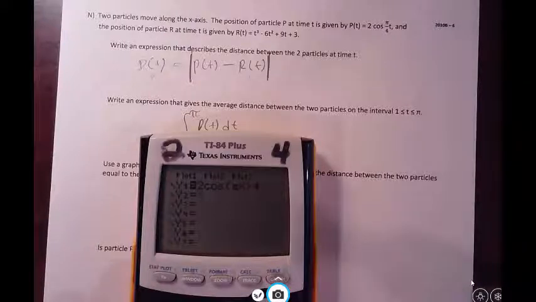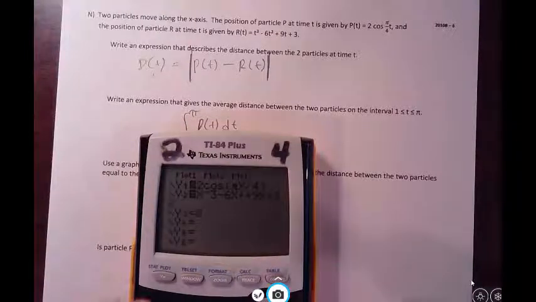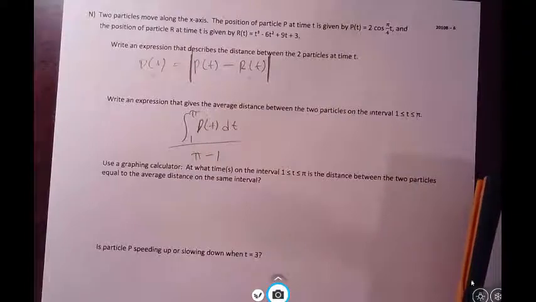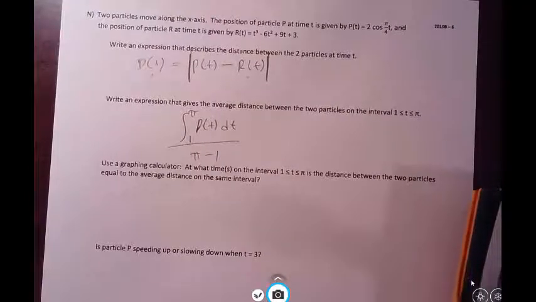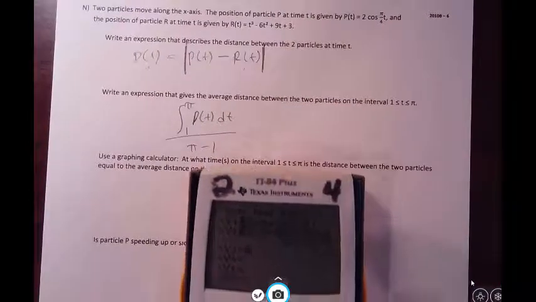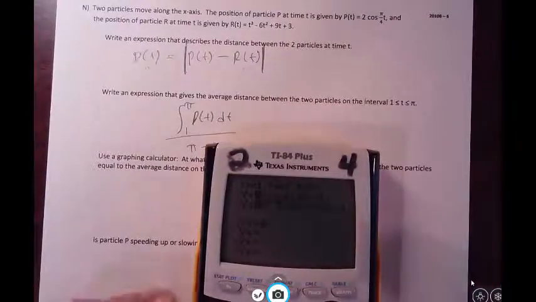For R of t then, I'm going to call that x to the third minus 6x squared plus 9x plus 3. Then to actually evaluate that, I need to evaluate this function now. So I'm just going to do this.